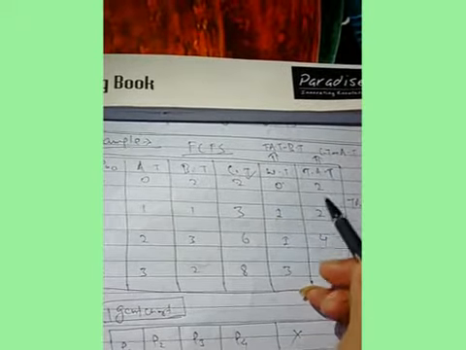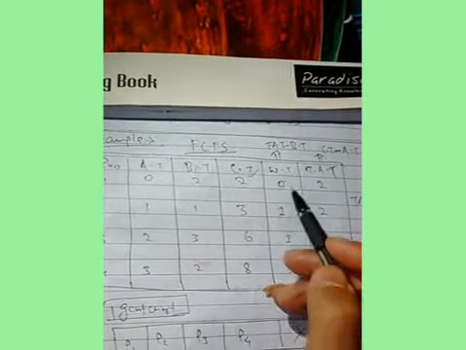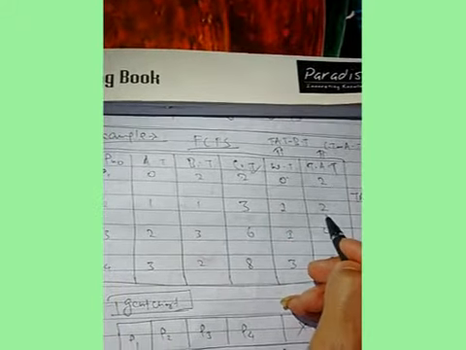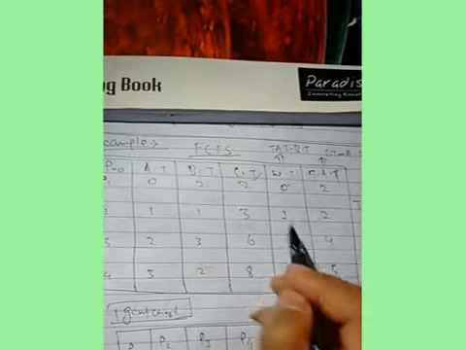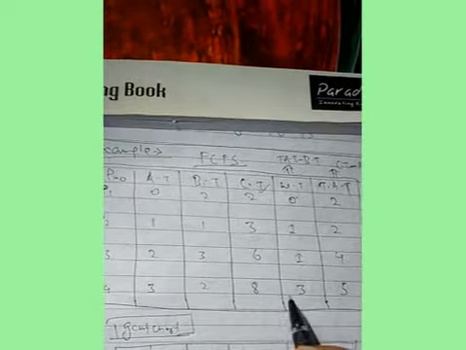So what is turnaround time? We calculated it last, that is 2, and what is burst time? 2. So it's 0. Again turnaround time and burst time: 2 minus 1 is 1, 4 minus 3 is 1, 5 minus 2 is 3.